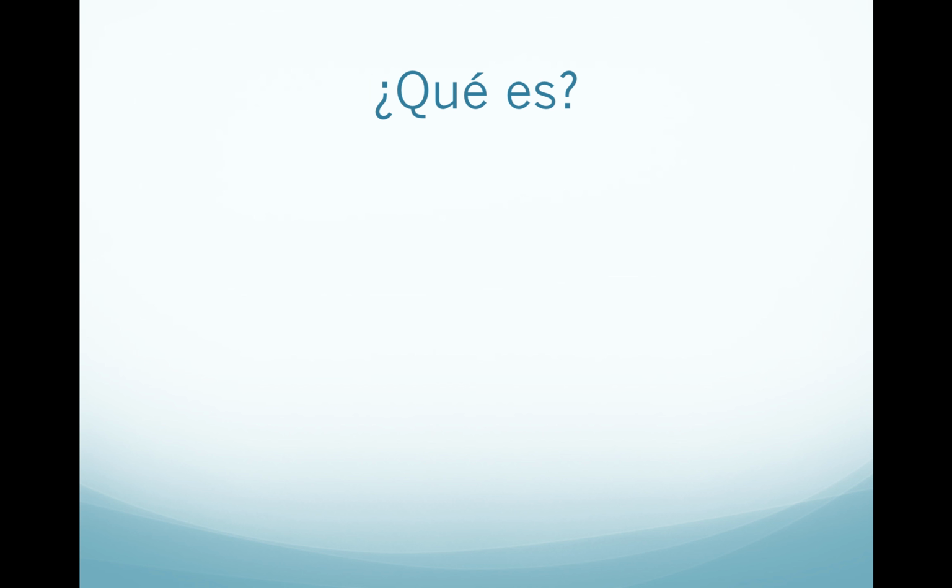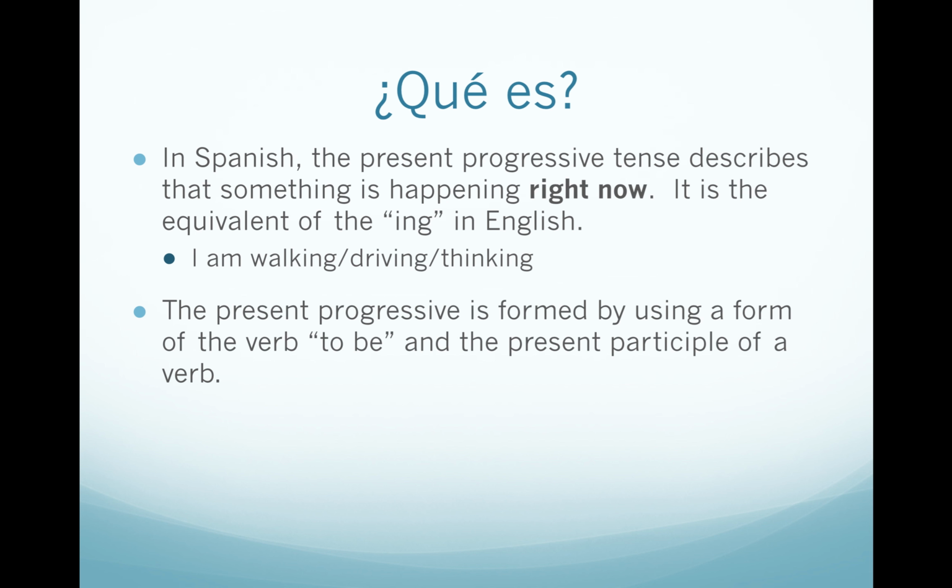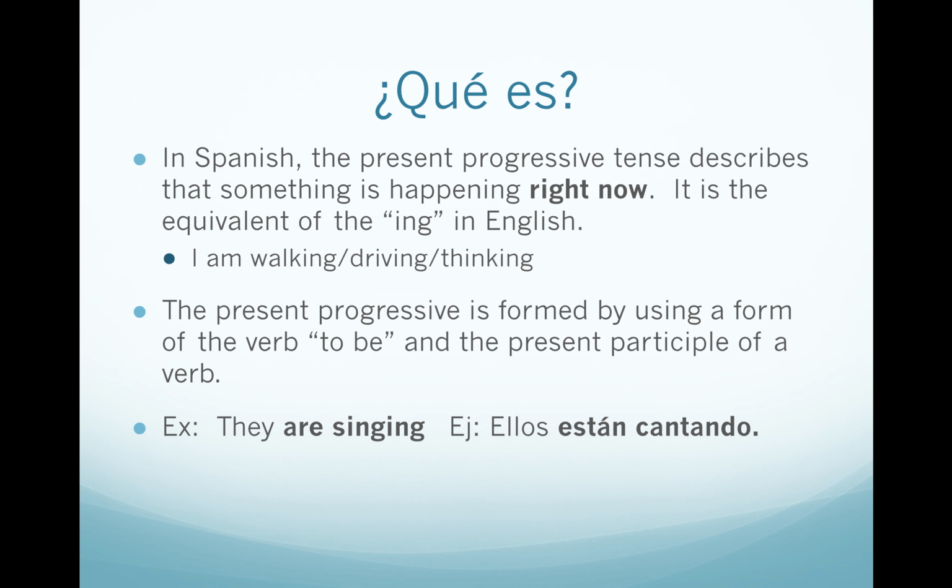Moving on to the present progressive. In Spanish, the present progressive describes something that is happening right now. It's the equivalent of the ing in English, so walking, driving, thinking. The present progressive is formed by using the verb to be and a present participle of a verb. We have two verbs that mean to be, ser and estar, and because this is something that is temporary, I am walking is a very temporary thing, we're going to go with the verb estar. For example, they are singing is going to look something like ellos están cantando, and we'll see how that works.